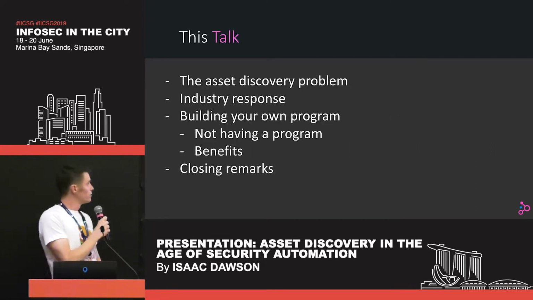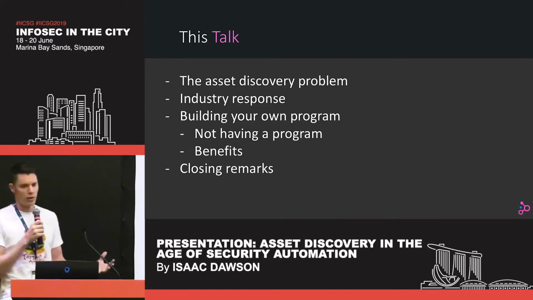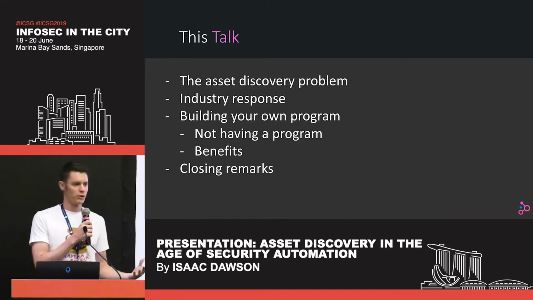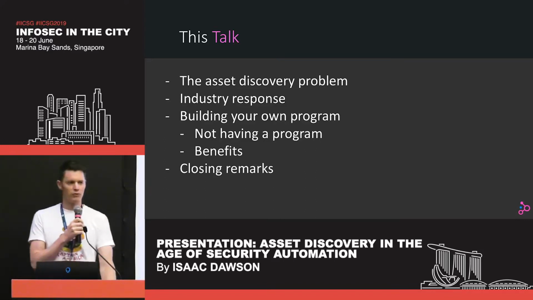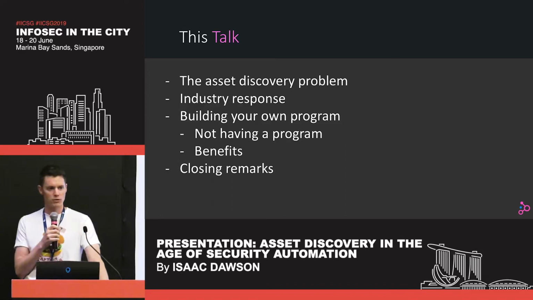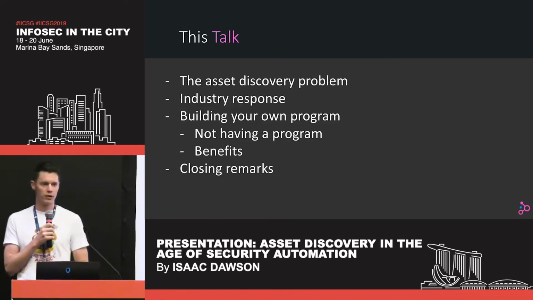So real quick, I just want to give a rundown of what this talk is about. The asset discovery problem, what is it? Why should your organization have some sort of asset discovery program in place? How the industry has really changed in the past 10 years or so, and how automation has really moved everything forward much faster than before. And I want to cover how to build your own program within your organization.